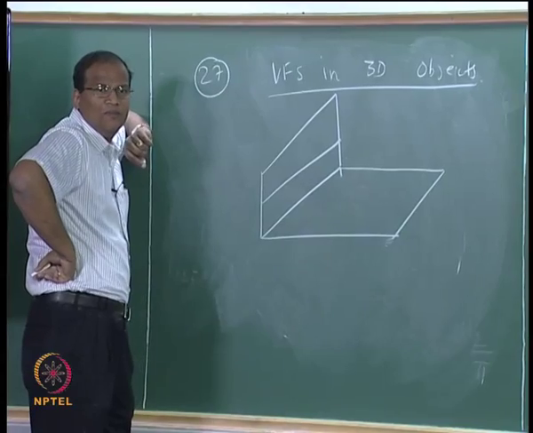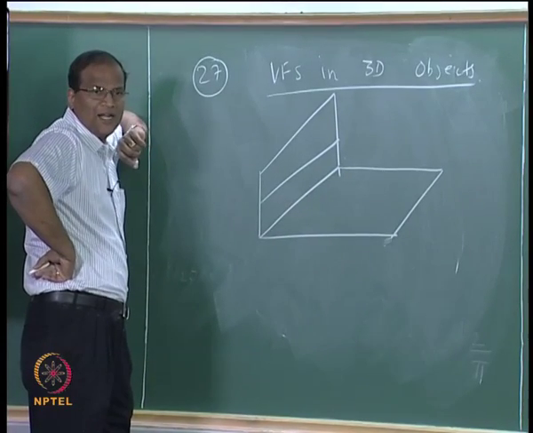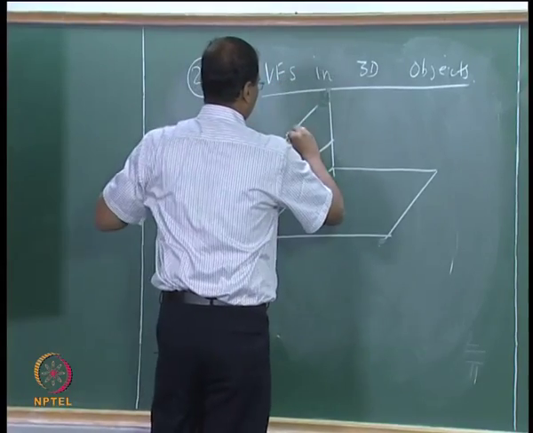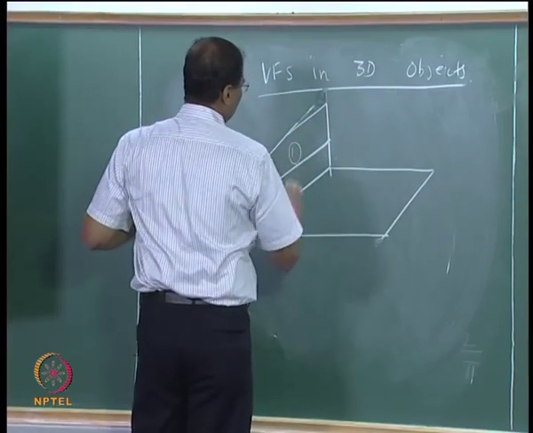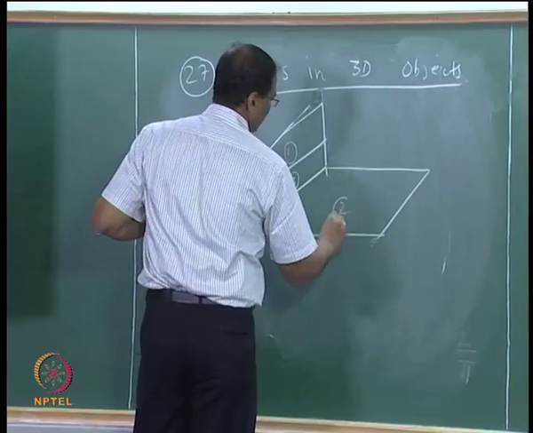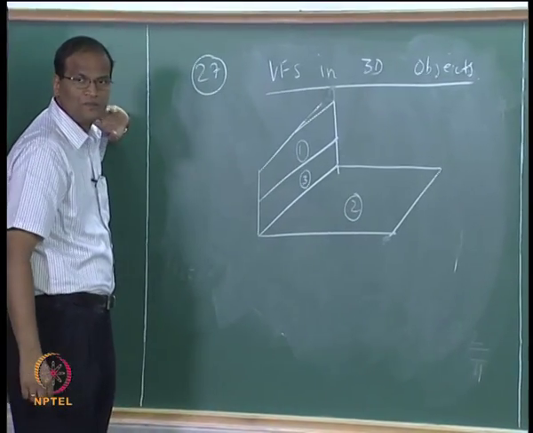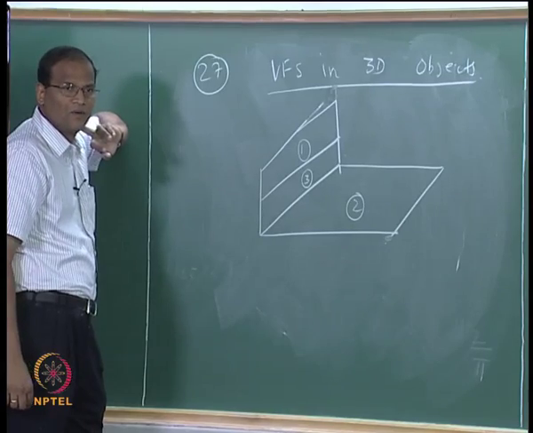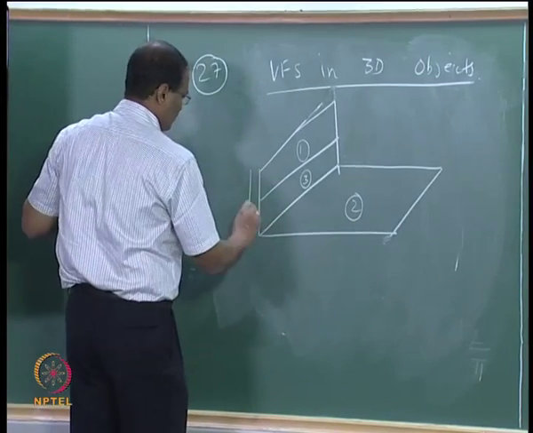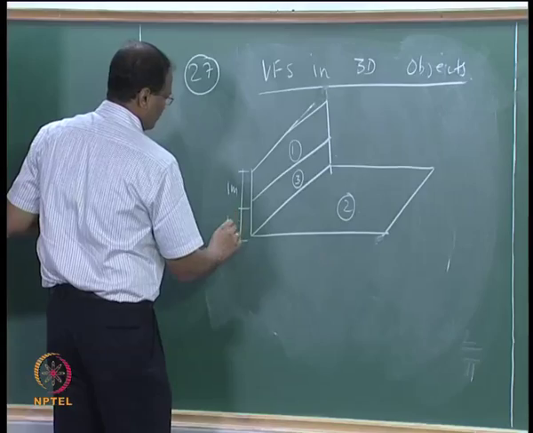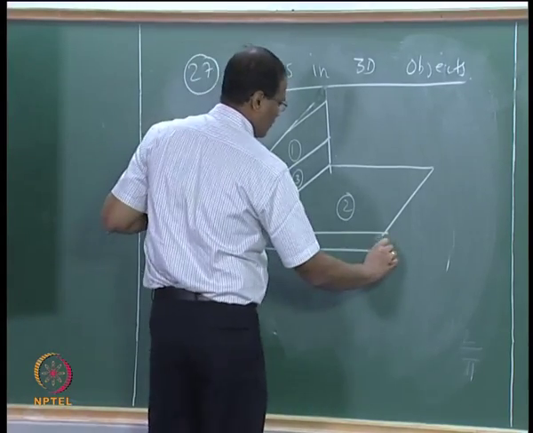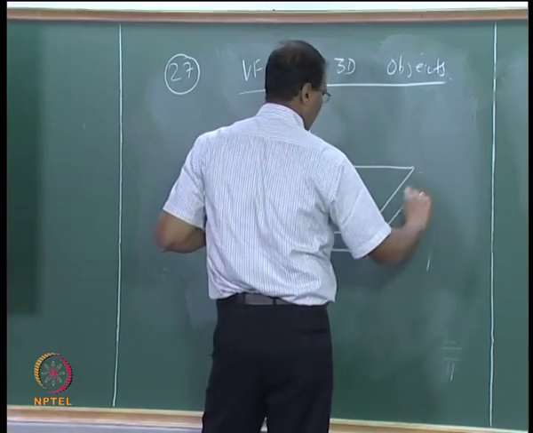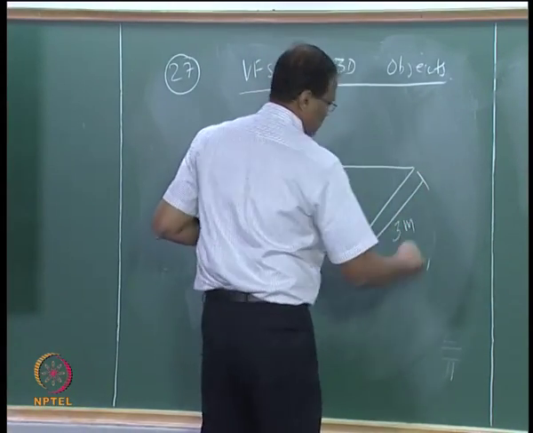Let us consider 2 perpendicular rectangles. This is 1, this is 3, this is 2. 1 meter, 1 meter. Are all the dimensions given?